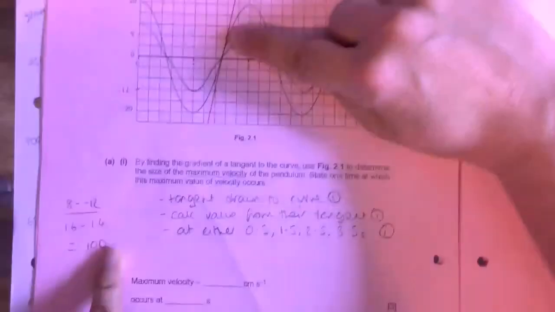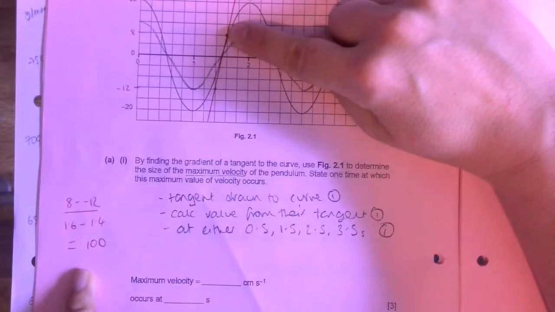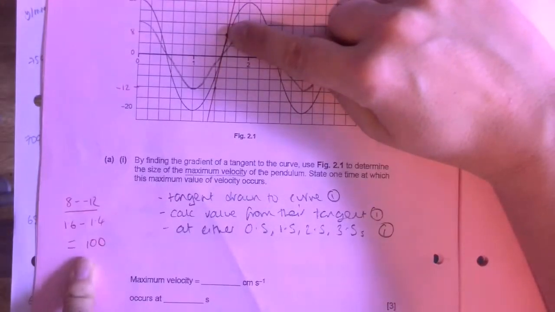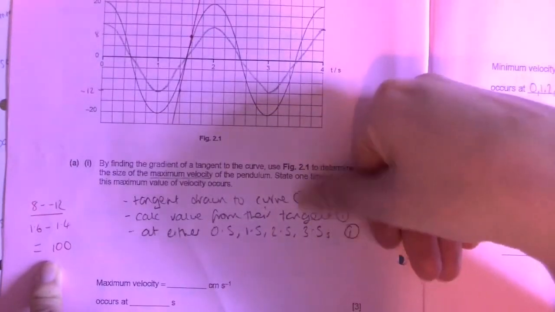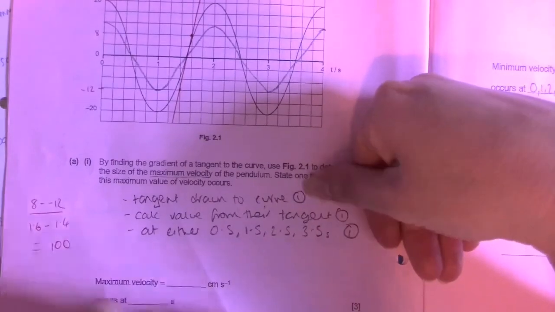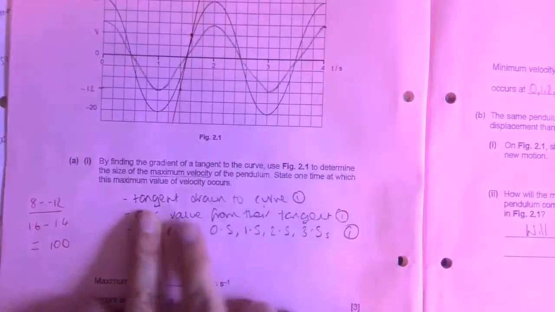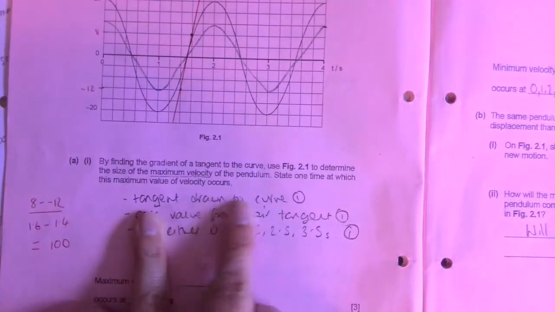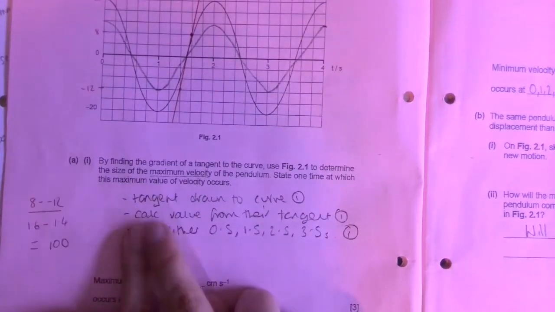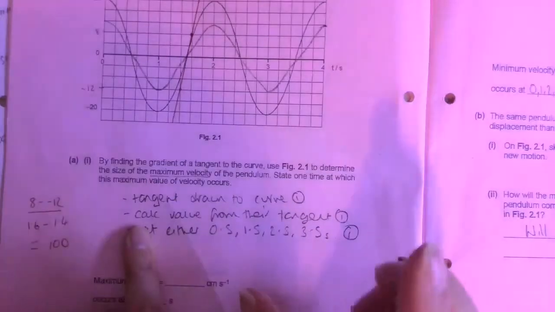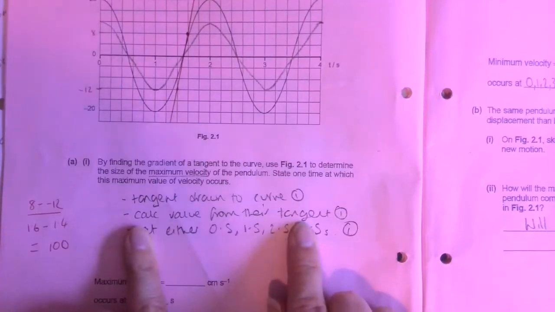Okay, so my calculation's over here, and this is what I got. But the mark scheme didn't give any values. So there's 3 marks. There's 1 mark for having your tangent drawn to your curve. There's 1 mark for having the value calculated from your particular tangent.